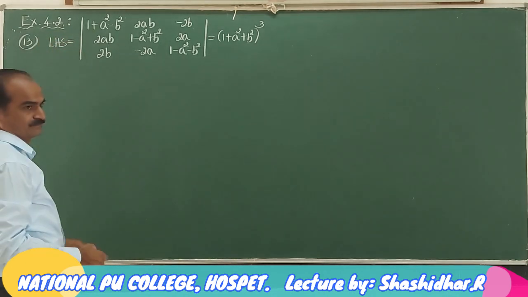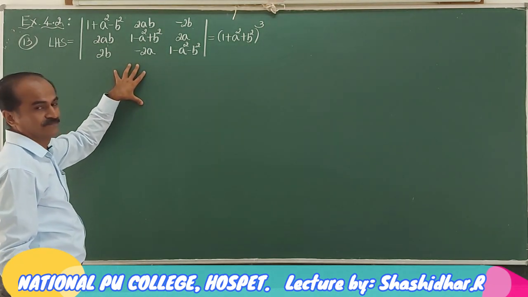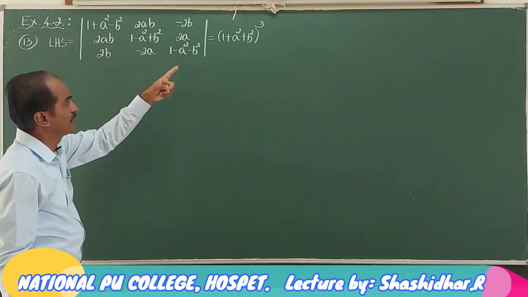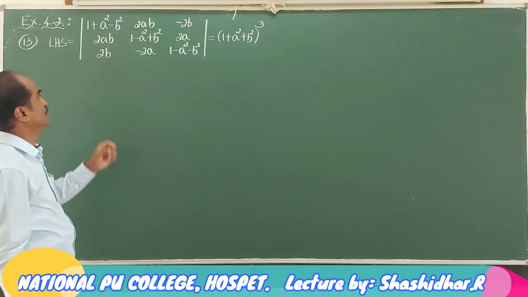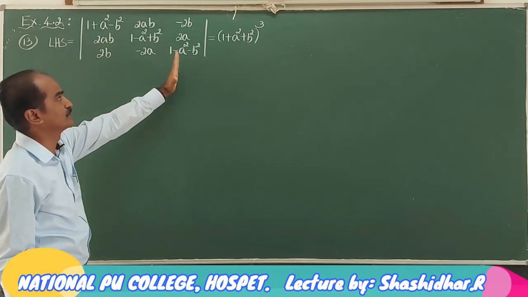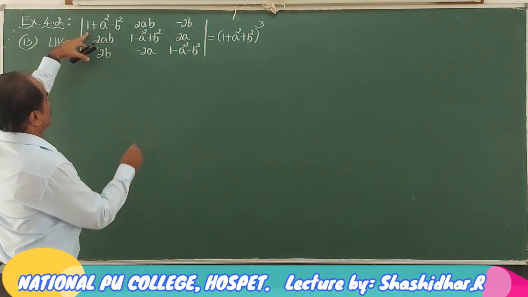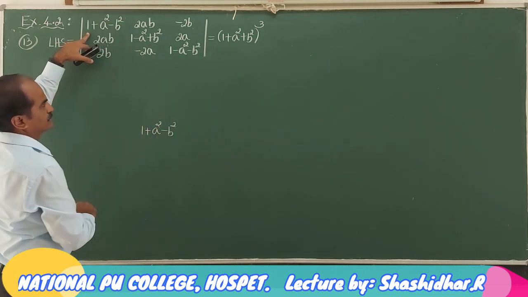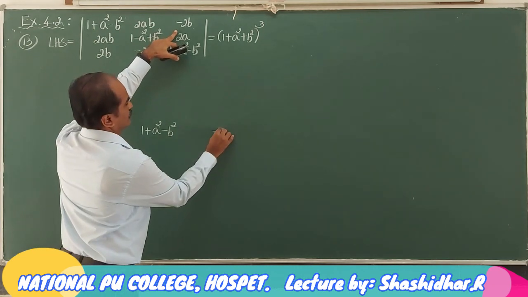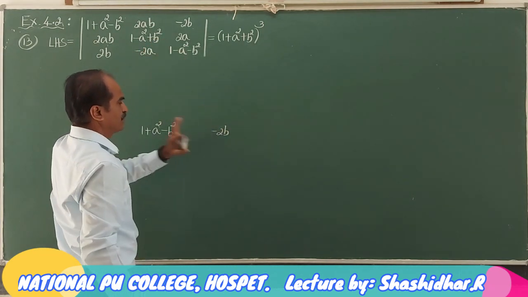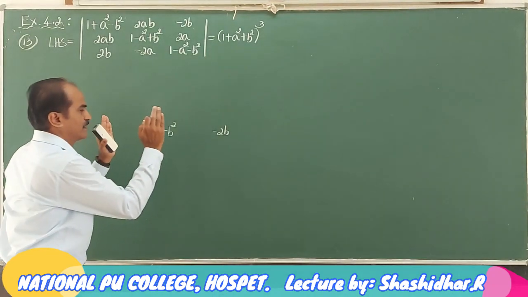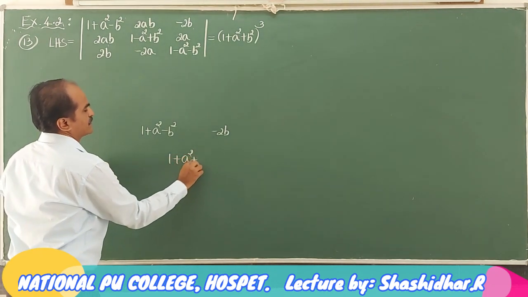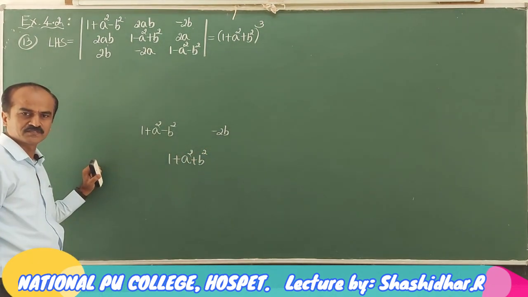Again here, more importance for observation of elements. By doing what row or column operation am I able to get that? Now observe column 1 and column 3 elements. The first element in the first column, 1 plus a square minus b square is there. The first element in column 3, minus 2b is there. By doing what changes to these elements am I able to get 1 plus a square plus b square? Is it possible or not?